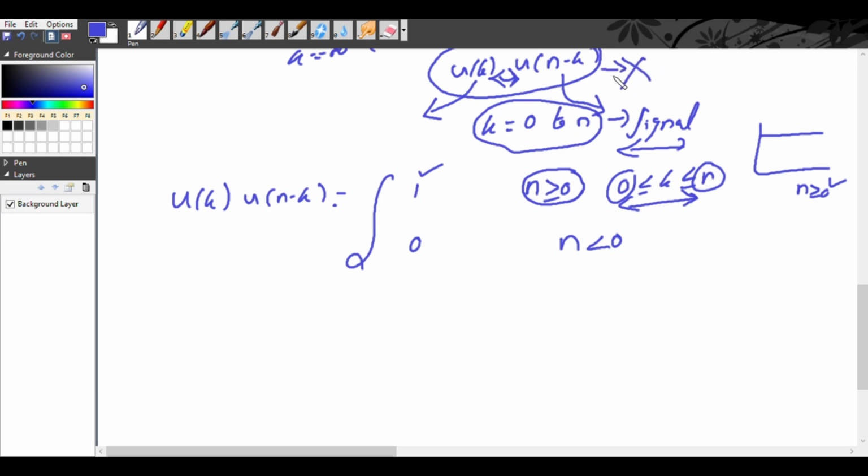Because of this multiplication, beyond this particular bandwidth there won't be any signal. Okay? So between 0 to n the signal exists, otherwise the signal does not exist.